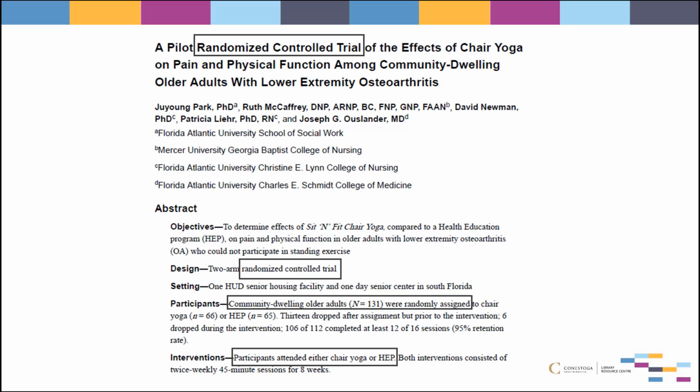If you chose Article 1 as the primary research article, you are correct. We can see that the phrase randomized control trial appears both in the title of the article and in the study design. Under the category of participants, we are told that community-dwelling older adults were randomly assigned to chair yoga or a health education program, HEP, and under interventions we see that participants attended either chair yoga or HEP. Randomized controlled trials are an example of primary research, and we can see that this study involves people who were assigned to different groups and asked to do something.